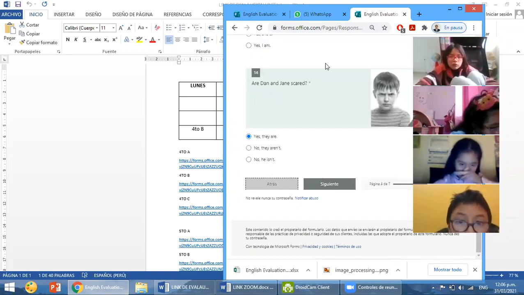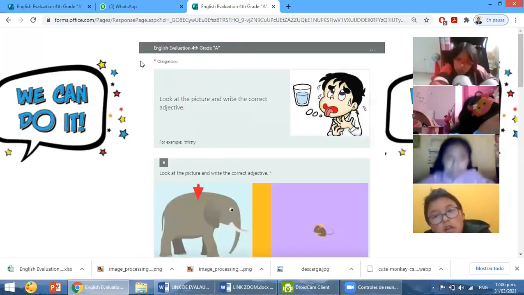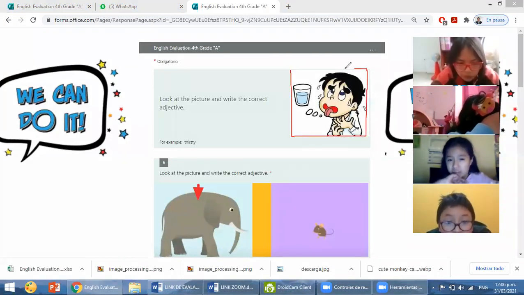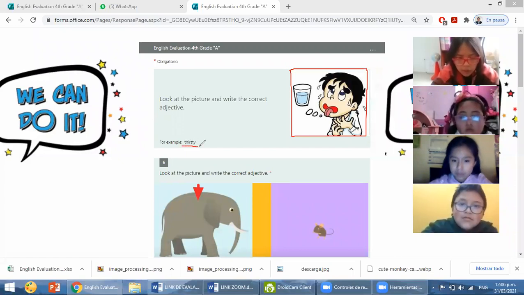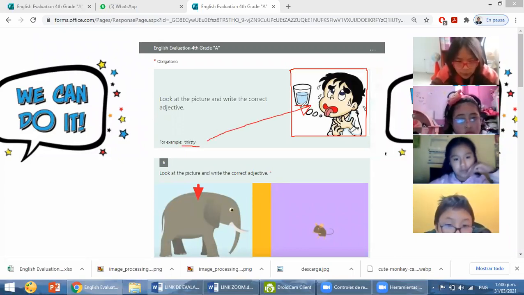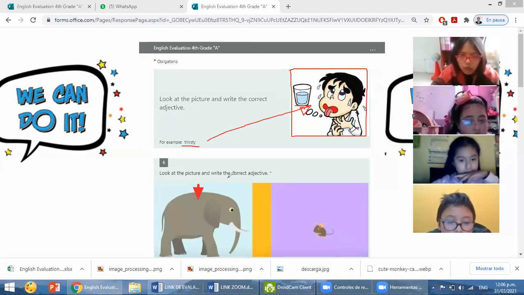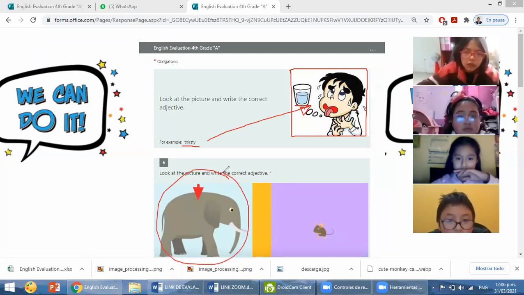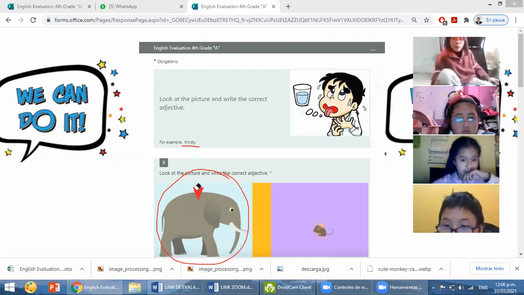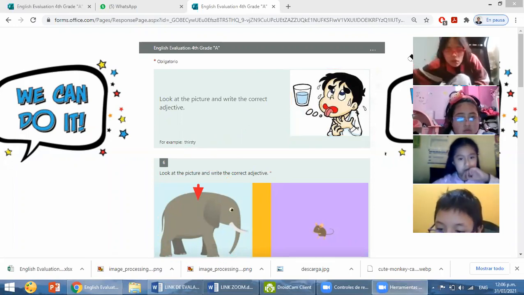A ver, alguien me estaba preguntando del 6. Number 6. You have a picture. This is your example. This is a picture. What adjective is this? The adjective is thirsty. Thirsty is this adjective. This is your example. What adjective is this? Complete. In the next picture, the same. What adjective is it? Only complete with the vocabulary. It's part of your vocabulary.